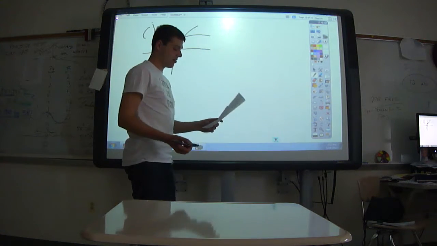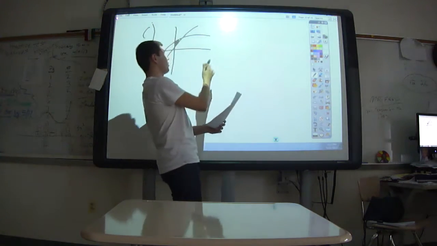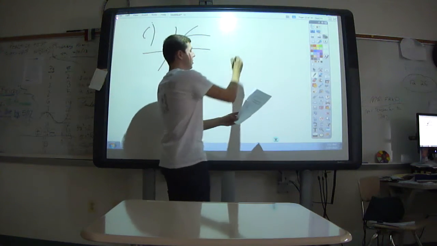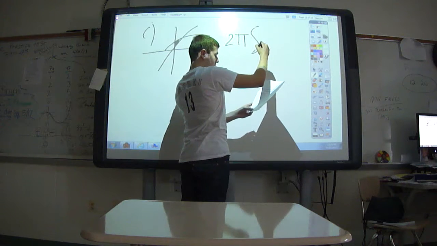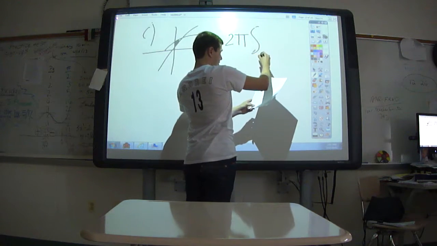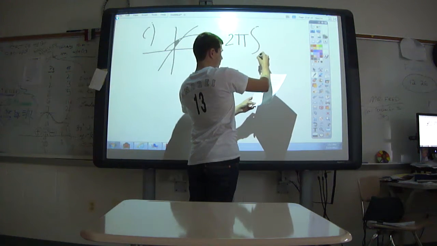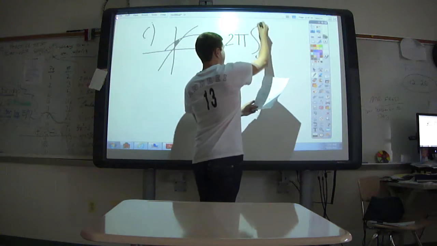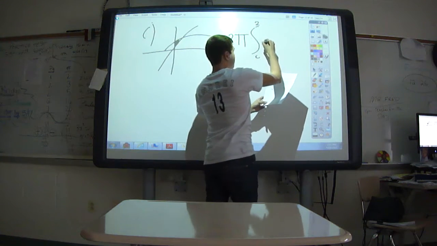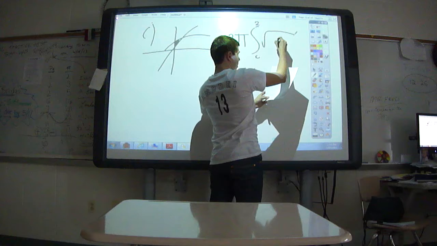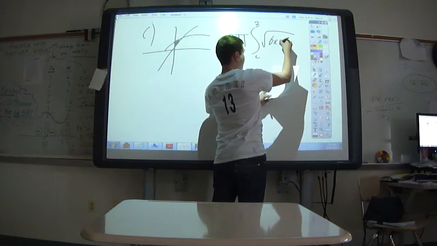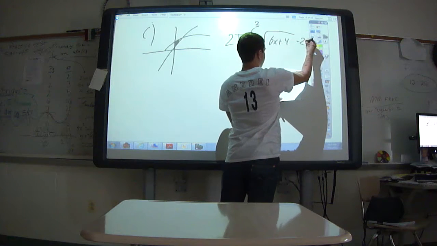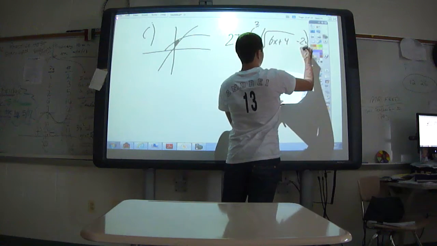So the answer they give is the volume, when revolved around the y-axis, is going to be 2 pi times the integral from 0 to 2 of the square root of 6x plus 4 minus 2x dx.